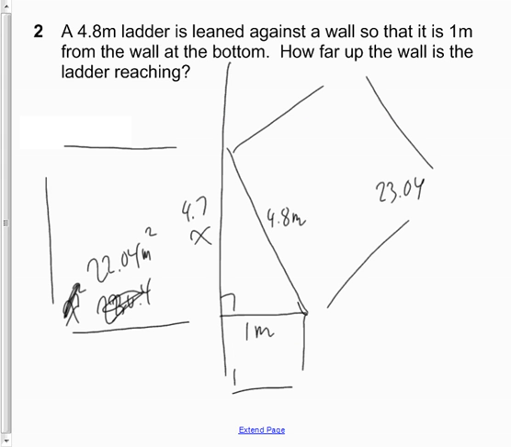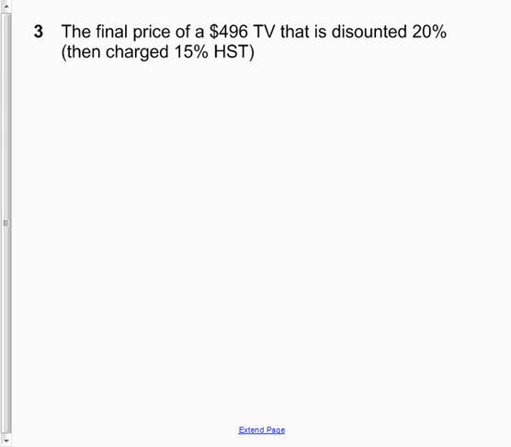So the answer is the ladder would extend approximately 4.7 meters. 0.7 meters, how many centimeters? Quick bonus question. Travis, how much is 0.7 meters in centimeters? Anyone? 70 centimeters is correct. So it's 4 meters, 70 centimeters, or 4.7 meters.